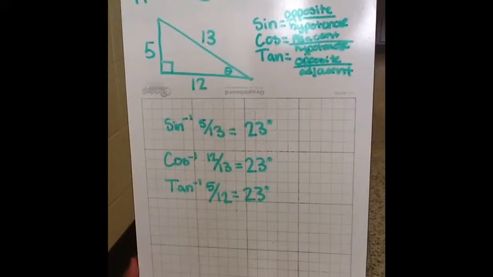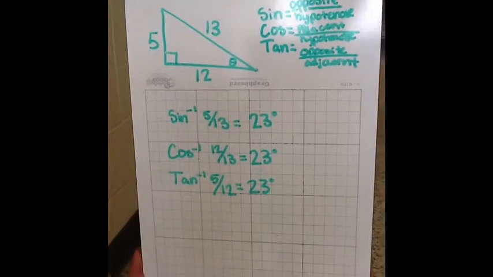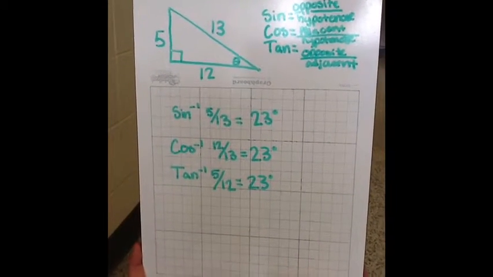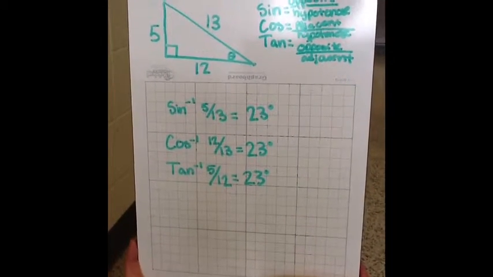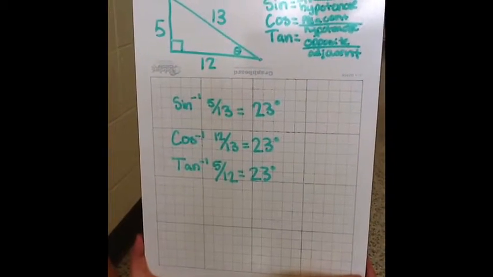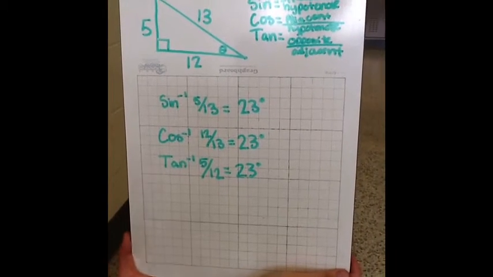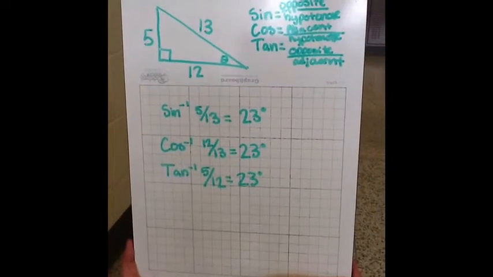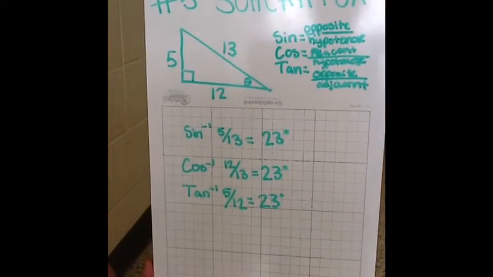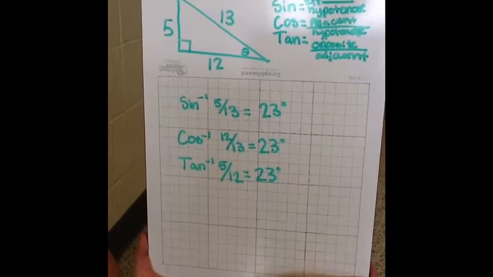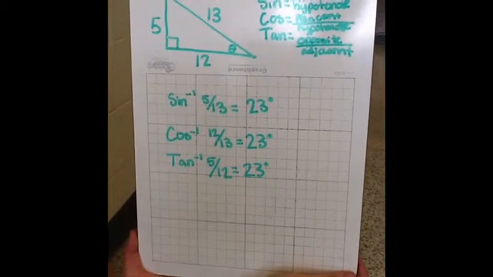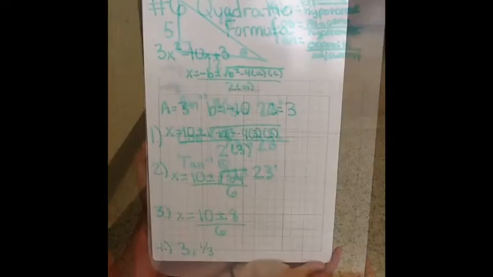And in the equation here, you're trying to find the angle measure for all 3: sine, cosine, and tangent. So when you're finding angle measure, you do the inverse, which is each function to the -1. For sine, it's sine to the -1 of 5/13, which is 23 degrees. Cosine to the -1 of 12/13 is 23 degrees. And tangent to the -1 of 5/12 is 23 degrees.